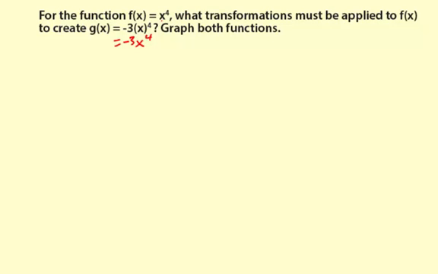Okay, so let's look for transformations. It doesn't seem to be any translation. There's a negative 3. The negative outside in front of the x means you're doing a vertical reflection, or in other words, an x-axis reflection. And the 3 means you're doing a vertical stretch.